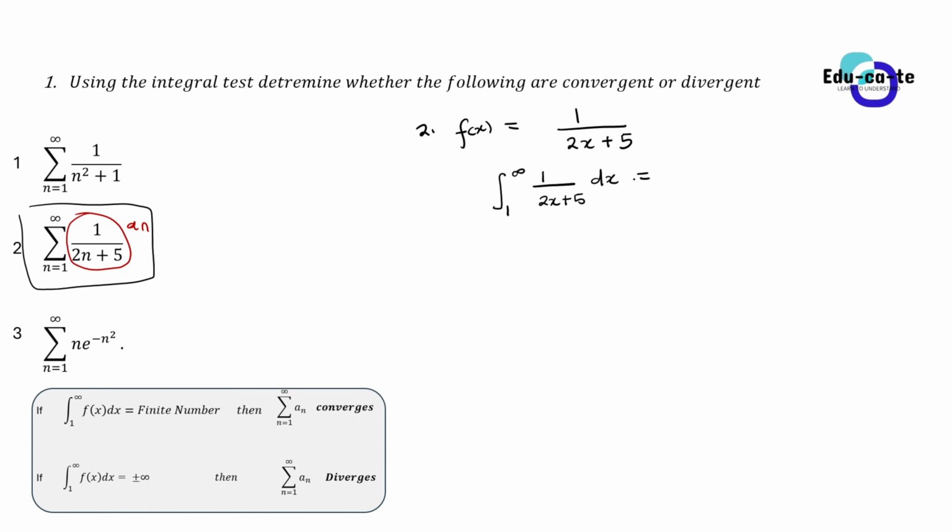Basically here, remember when you do the integral from 1 to infinity, you first write the limit as a variable of your choice. You can just use t as I use here. The limit as t approaches infinity of the integral from 1 to t of 1 over 2x plus 5 dx. So now you evaluate this integral, of course, 1 over 2x plus 5.